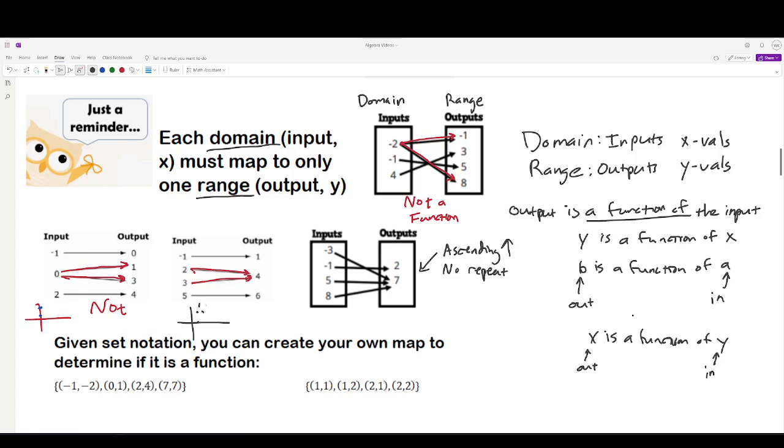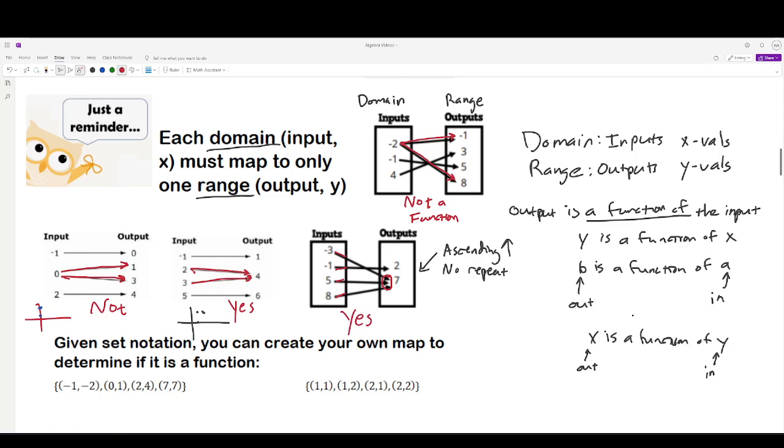I can draw one vertical line through 2 and only hit a single number, and one vertical line through 3 and only hit a single number. So this one is a function because it does pass the vertical line test based on the data that we have. And the next one, a lot of things go to 7, but each input only goes to a single output. There's no branching on the left, so this is a function.